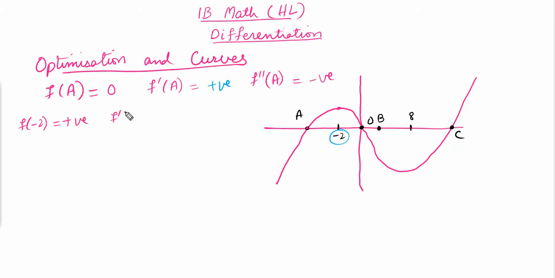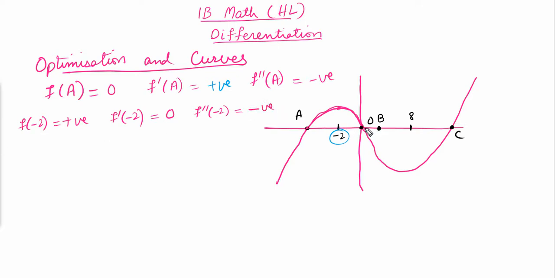At f dash of -2, the gradient at this point is a horizontal line, and as we know, the gradient of a horizontal line is 0. So f dash of -2 will be equal to 0. Now f double dash of -2, it is still concave down over here, so we will get a negative answer.